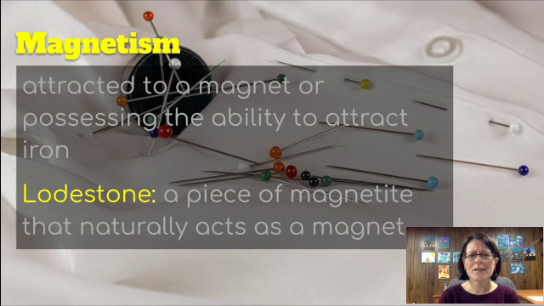Magnetism. Some minerals are attracted to a magnet or possess the ability to attract iron. One of these is called lodestone. It's a piece of magnetite that naturally acts as a magnet. Sailors originally used this to make compasses, so that they could navigate and know which way was north and south. So very historic there.